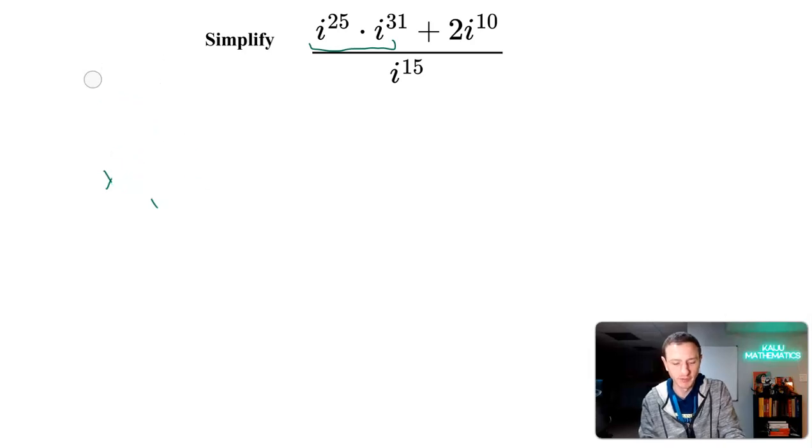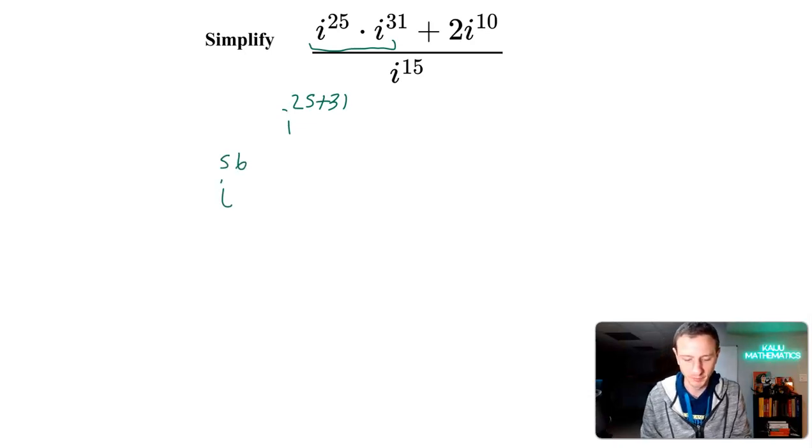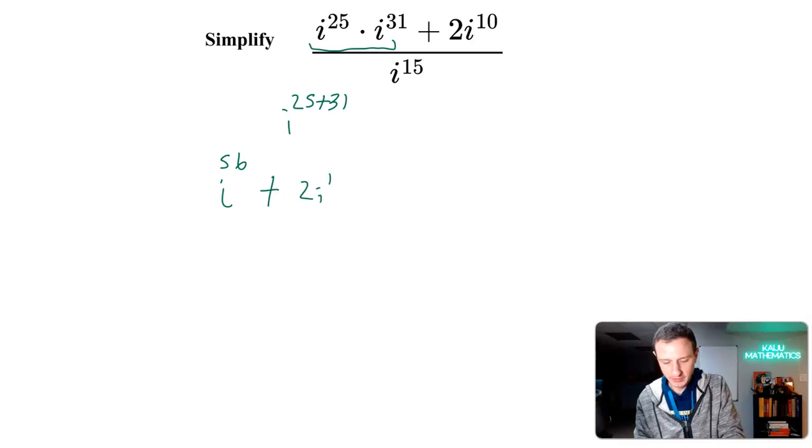So if I have i to the 25th times i to the 31st, I'm going to do i to the 25 plus 31, and that gives us i to the 56. 25 plus 31 is 56. Okay, then I have plus 2i to the 10 over i to the 15.